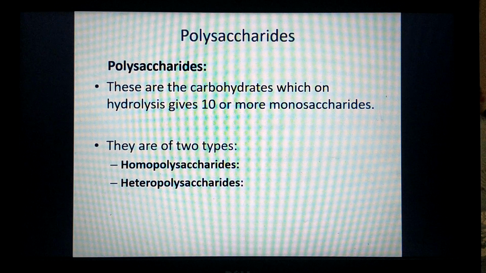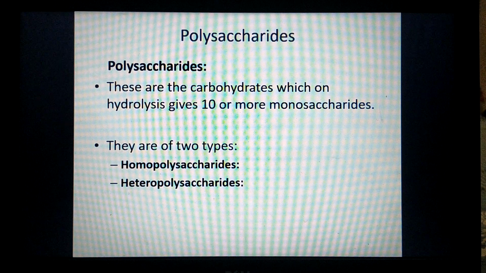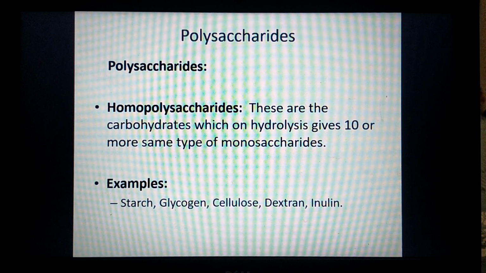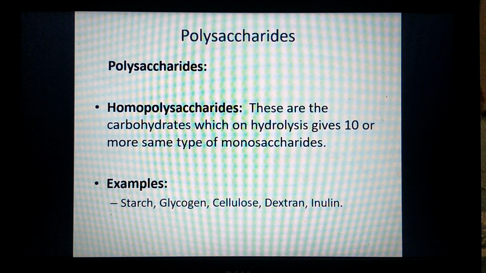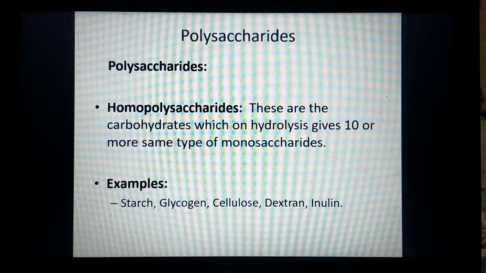Polysaccharides, all of us know, are the carbohydrates which on hydrolysis give 10 or more monosaccharides. There are two types of polysaccharides, homopolysaccharides and heteropolysaccharides. Homopolysaccharides are the carbohydrates which on hydrolysis give 10 or more same type of monosaccharides. Examples of homopolysaccharides are starch, glycogen, cellulose, dextran, inulin, etc. Out of these, starch, glycogen, cellulose and dextran are polymers of glucose, whereas inulin is a polymer of fructose.